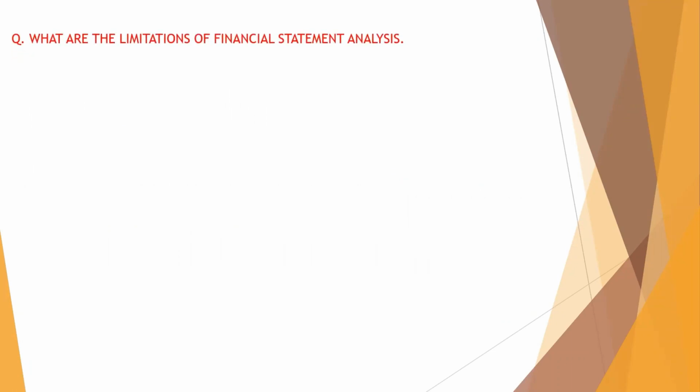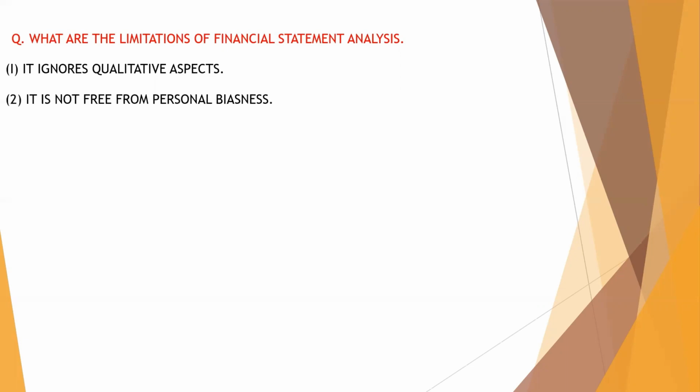Now, what are the limitations of financial statement analysis? We all know that it ignores qualitative aspect because it records only those transactions which can be expressed in terms of money. It is not free from personal biasness. Every accountant has his own way of treating different transactions. So might be at some time they are personally biased.